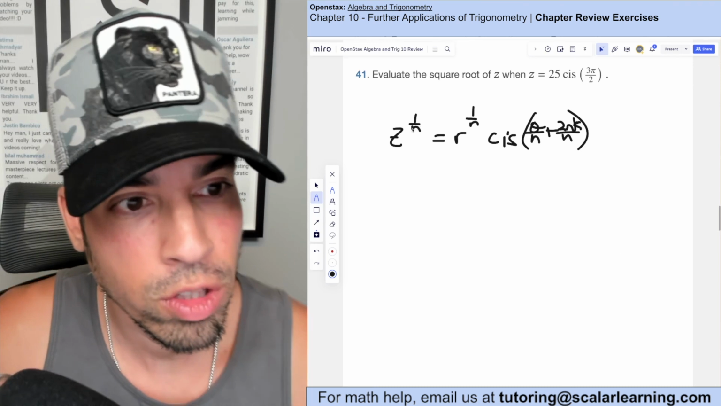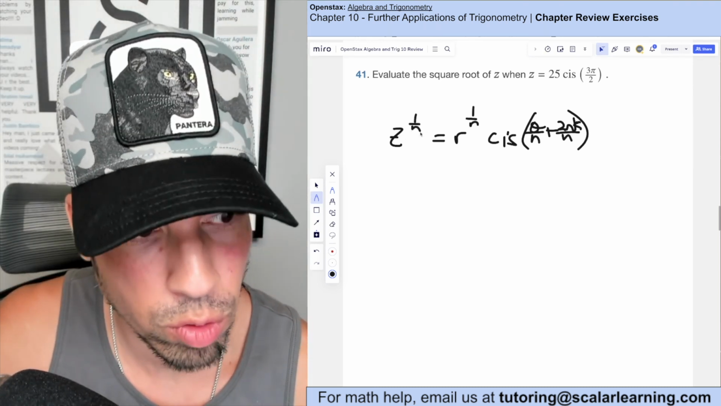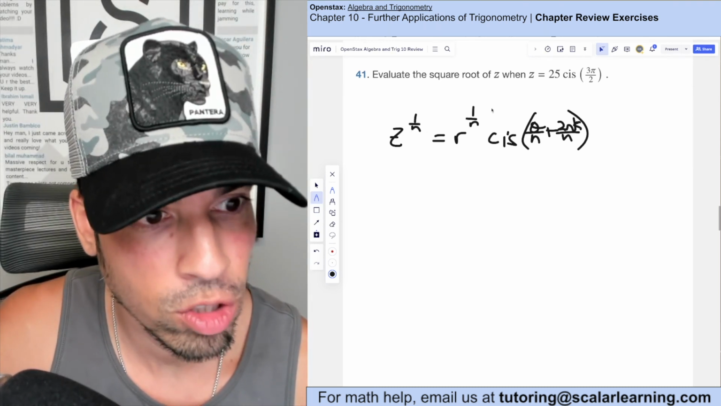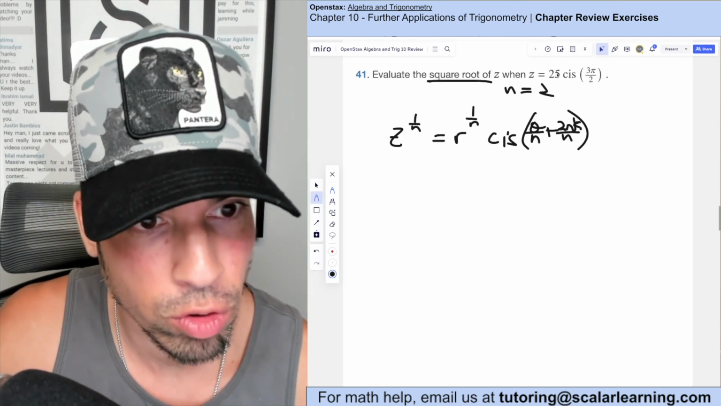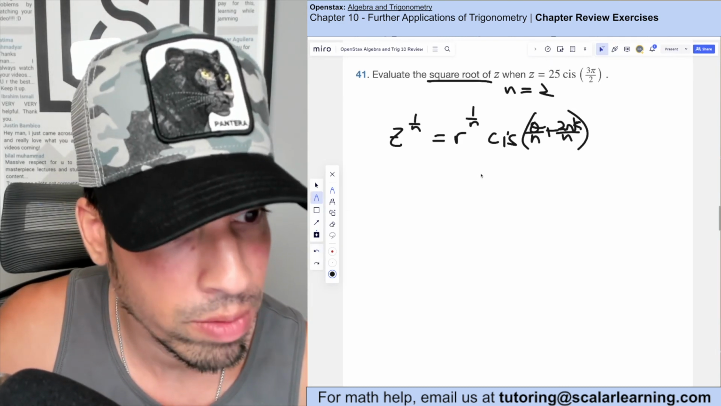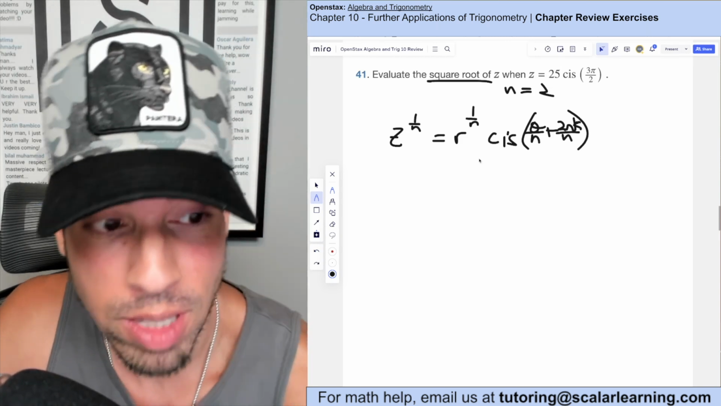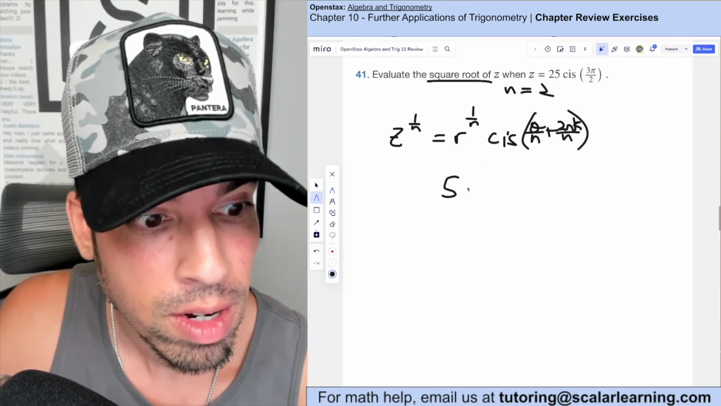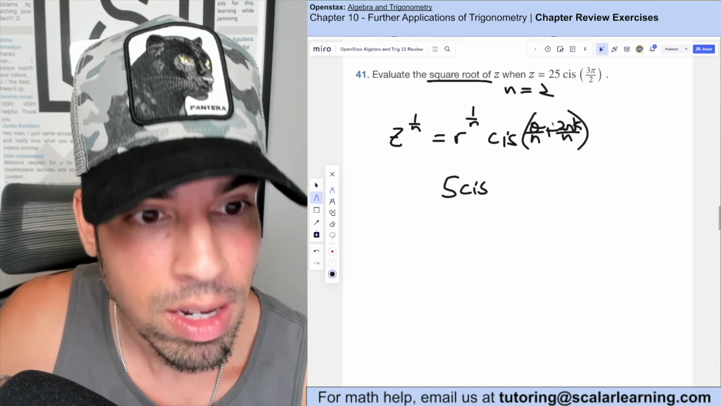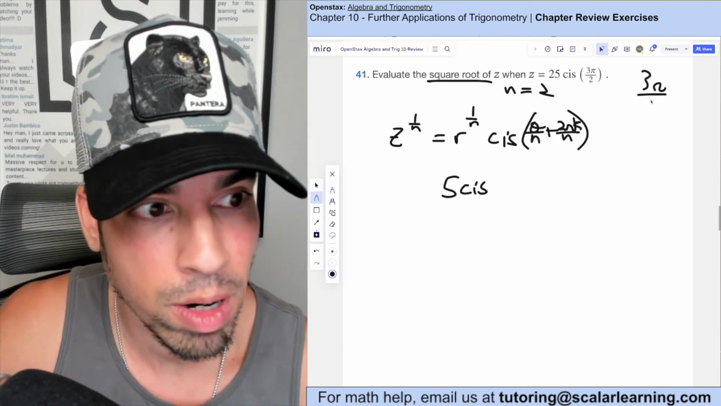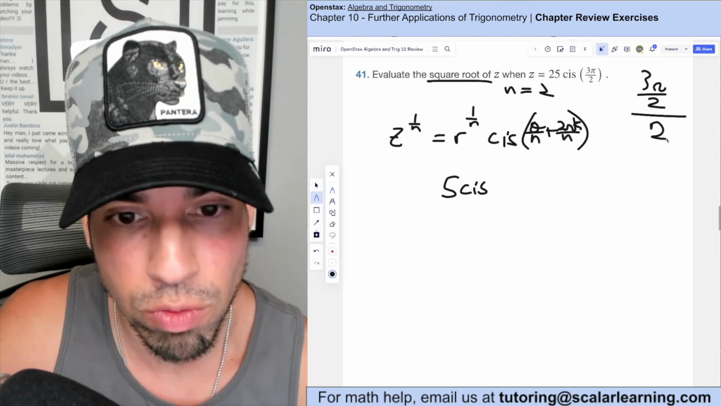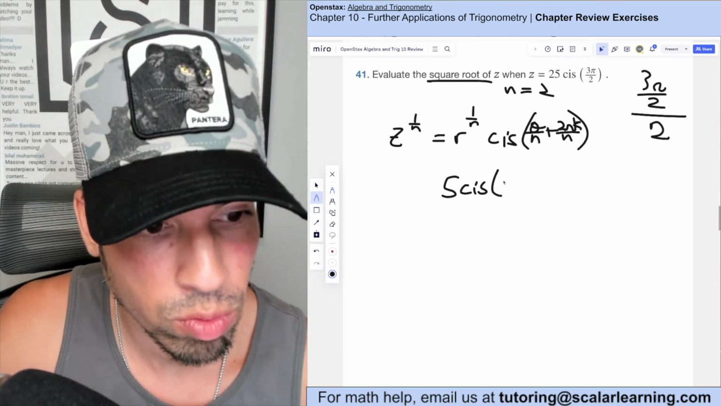Done. So here's the formula for evaluating a root of z, right? So in this case, they want the square root. That means that n would equal 2. So we take this r value 25 to the 1/2 power, which is taking the square root of 25, which is 5. And then we have cis, and then we have theta over n. So theta is currently 3 pi over 2, over n, which is over 2. So that becomes 3 pi fourths.